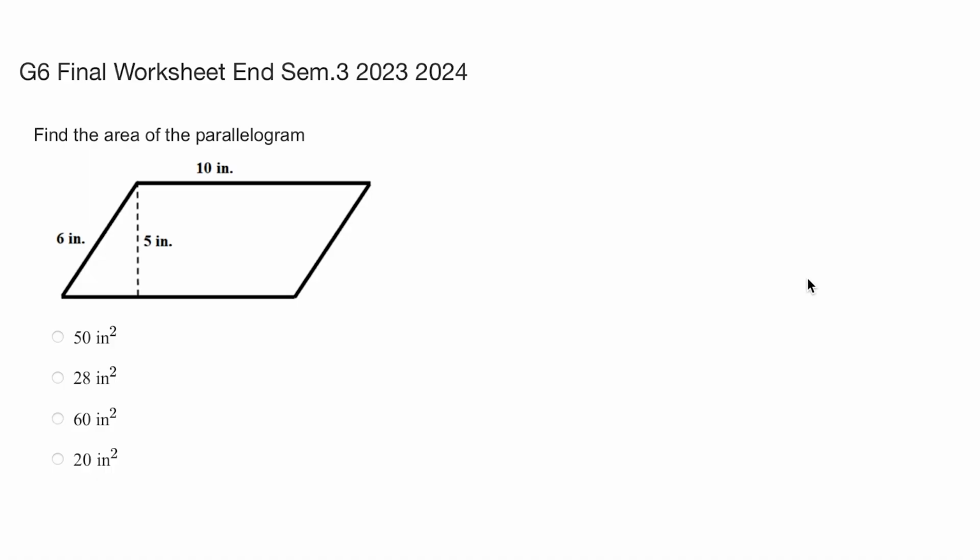This is the grade 6 final revision worksheet for end of semester 3, year 2023-2024. Let us start. First question, find the area of the parallelogram.